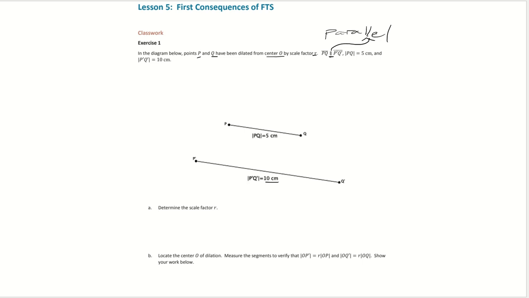So as we look at these things, we know that these are parallel to each other. If they're parallel to each other, that means that center O has to be somewhere up here and somewhere in this general region, and that would be something we'll do in 1 second. So it says determine scale factor R.